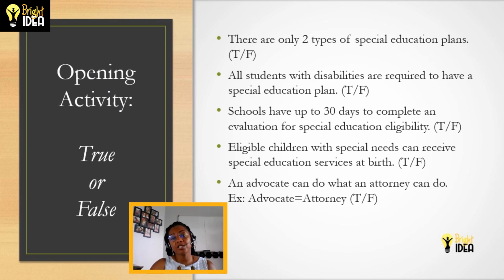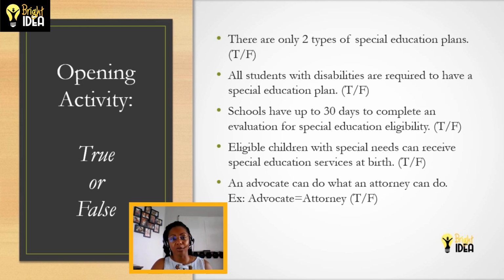I asked the question: there are only 2 special education plans. The answer to that is actually false. Most people know about 2 education plans. They know about a Section 504 plan and they know about the individualized education plan, the IEP. Those are the 2 that most people know about. But actually, there are several other types of plans that are available to help students who have special needs. So the answer to that is false.